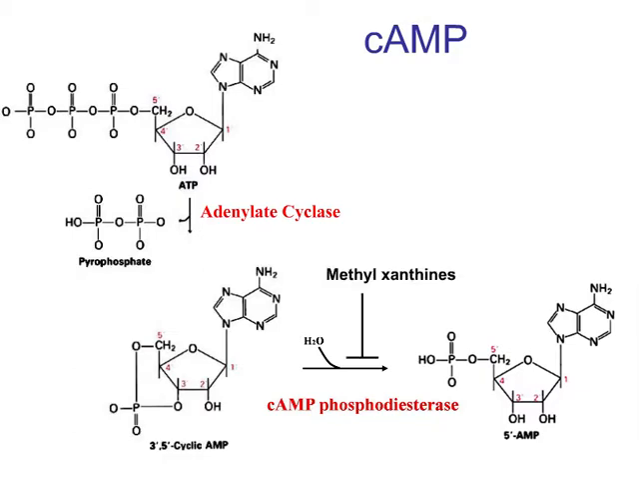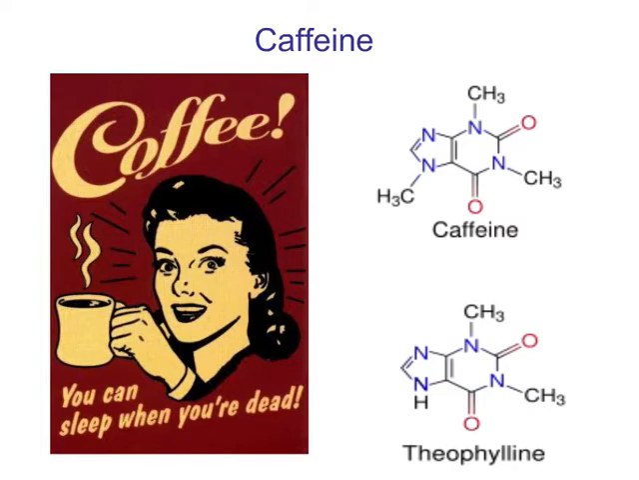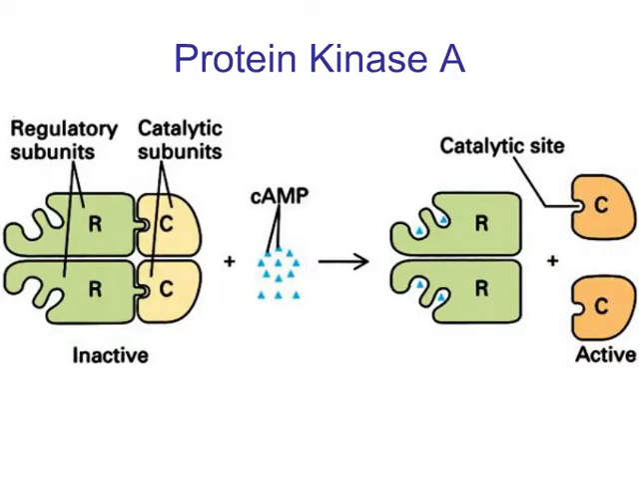Methylxanthines, such as caffeine or theophylline, inhibit the activity of cyclic AMP phosphodiesterase and therefore prolong the effects of neurotransmitters and hormones functioning through G-protein coupled receptors that stimulate adenylate cyclase. The ability of methylxanthines to inhibit cyclic AMP phosphodiesterase only partly explains their stimulatory effect. The primary stimulatory effects of caffeine and theophylline are due to antagonism of adenosine receptors in the central nervous system.